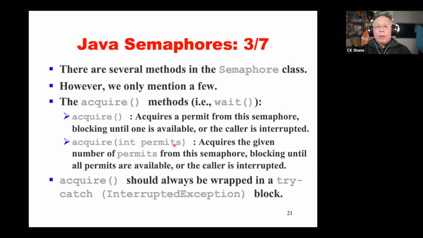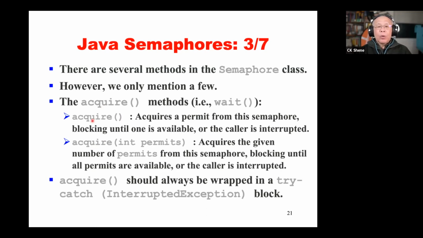Now, the semaphore class has several methods. We only mention a few. You could look up the semaphore documentation at Oracle's site to learn more. So in a Java semaphore, the wait method in our discussion is acquire. But there are 2 acquire forms: acquire without arguments and acquire with an integer argument.